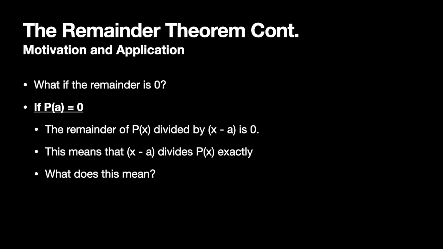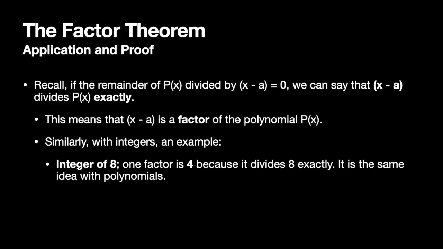And what does this mean? Well, that leads us directly into the factor theorem. So again, if the remainder of a polynomial divided by x minus a is 0, we can say that x minus a divides p of x, or the polynomial given, exactly. So this means that x minus a is a factor of the polynomial p of x.